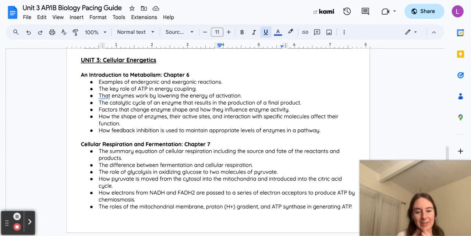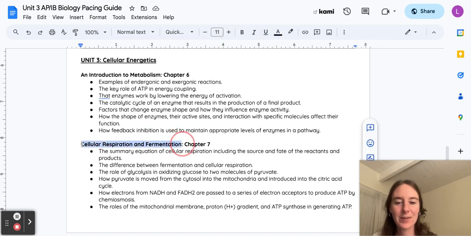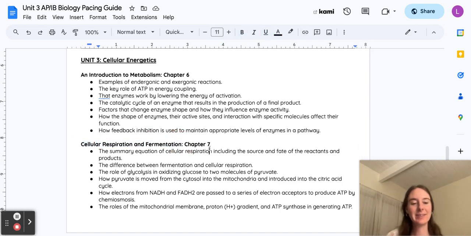Let's get into chapter 7, all about cellular respiration and fermentation. So, cellular respiration is the process of getting energy from molecules, from food molecules. Plants do this, animals do this. Life depends on energy, and cellular respiration is the way that we do it.